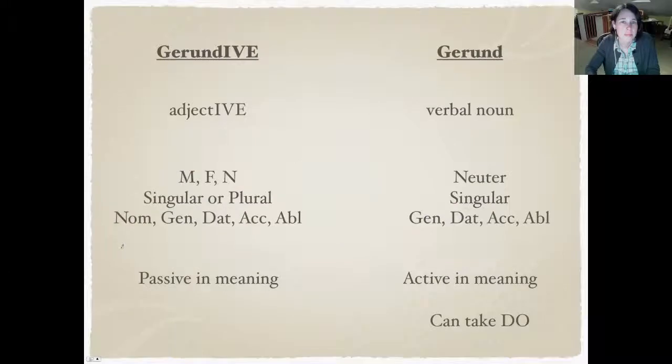Okay, so to compare them, gerundive, adjective. Gerund is a noun. Because the gerundive is an adjective, it's going to show up in the masculine, the feminine, the neuter. It can be singular or plural, and it shows up in every single case. The gerundive is also passive in meaning. The gerund only shows up in the neuter singular, only in our oblique cases. It is active in meaning, and because it's active, it can take a direct object.